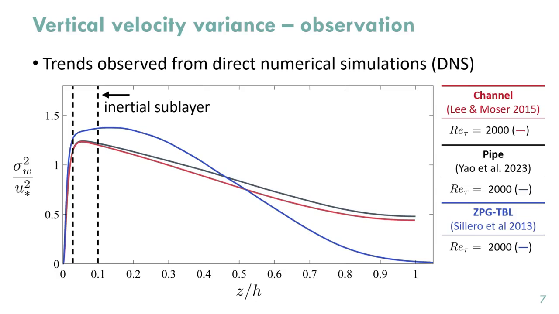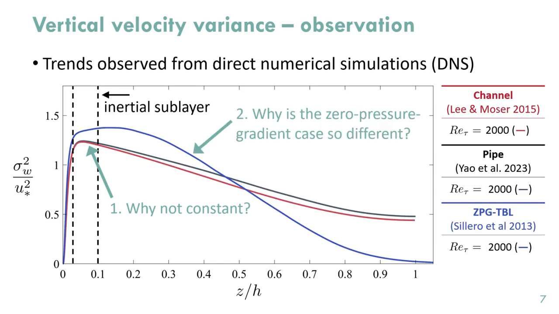In 2013. And you see these distinct differences between the different flow cases that are motivating the questions that I hope to answer throughout the rest of the talk. The first is, why is the variance profile not actually constant? In the channel and pipe case, it is almost linearly decreasing within the inertial sublayer, and in the zero pressure gradient case, it's actually increasing.